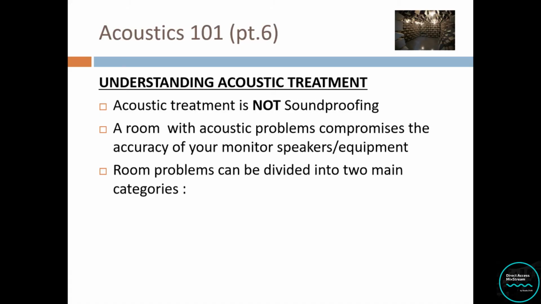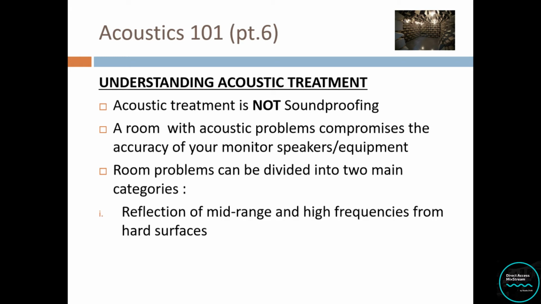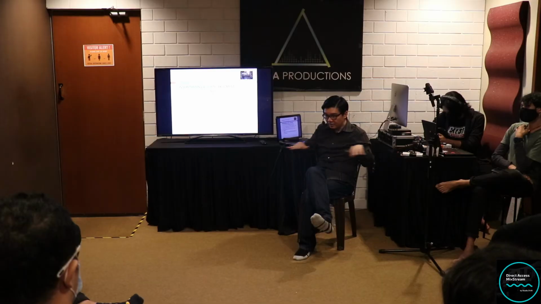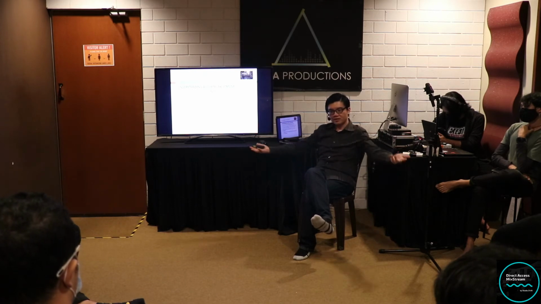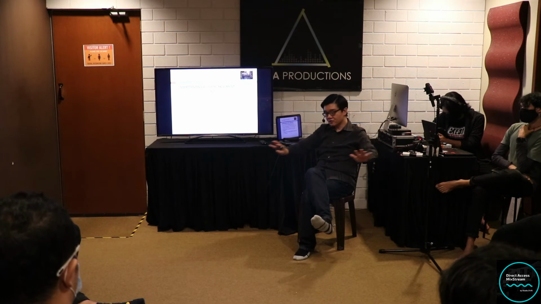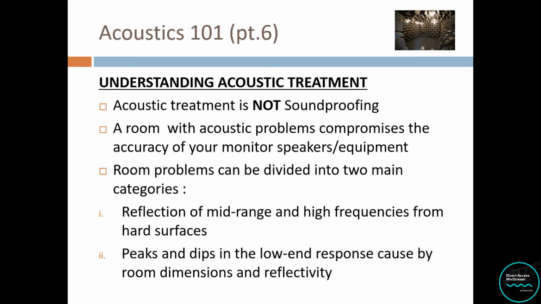Room problems can be divided into two main categories. Number one is reflections. Here we usually talk about the mid-range and high frequencies from hard surfaces, for example the walls, the ceilings. The desk that you're working on can also cause reflections. Or if you're working on a large mixer, a large console, the surface of the console also gives you problems in relation to reflections.